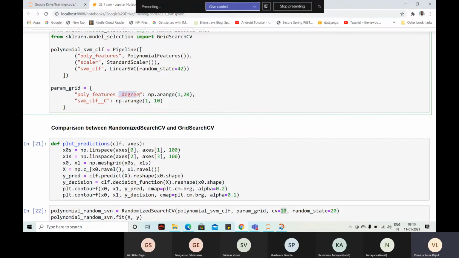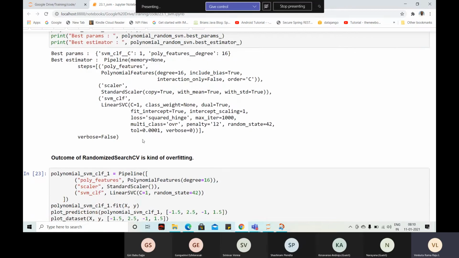Degree hyperparameter, right? Yes. The C hyperparameter also, that I showed you. When you increase C, the overfitting will increase. When you decrease C, overfitting will decrease. So to find the best model or best hyperparameters, I have taken these two parameters into the param grid.